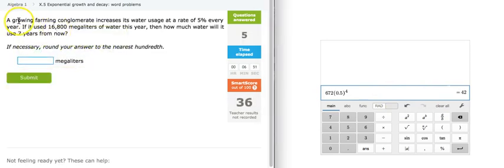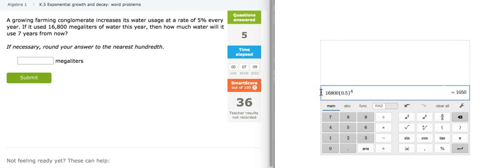Neat. Ooh, this looks like a good one. Here we go. Round, if necessary, to the nearest hundredth. Ooh, read the directions, friends. Here we go. A growing farming conglomerate increases its water usage 5% every year. So, megaliters. That's a fun word. I don't say that very often.